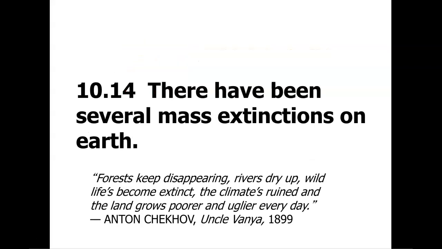There have been several mass extinctions on Earth. An extinction basically occurs when all individuals of a species completely die out. Some things that we no longer have are the dodo bird, or the Tasmanian wolf, or Tasmanian tiger, as they refer to it.